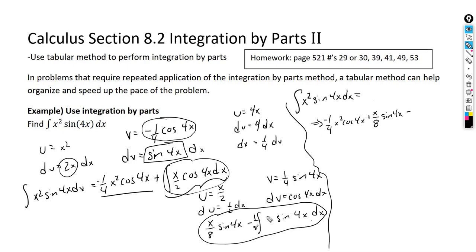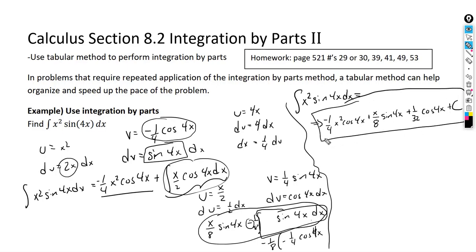minus, well, this integral of sine of 4x turned into negative 1/4 cosine of 4x. So that's 1/8 times a negative 1/4. This is actually a negative 1/8, so negative 1/8 times negative 1/4 cosine of 4x. Let's multiply that through. So that's positive 1 over 32 cosine of 4x plus some c. And that is, ladies and gents, my answer to that problem.